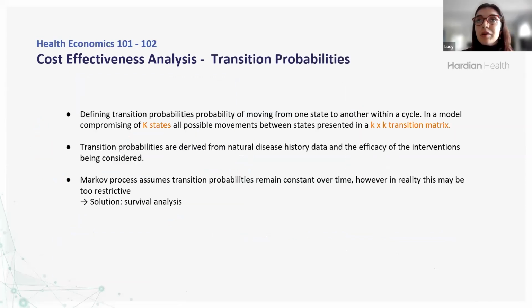Yeah, we've kind of already touched upon transition probabilities. But as I said, they really define how patients move across these different health states in the model, and are typically derived from natural disease history data and randomized controlled trials that give you the kind of impact that the technology can have on the rate at which patients move between health states across the model time horizon.